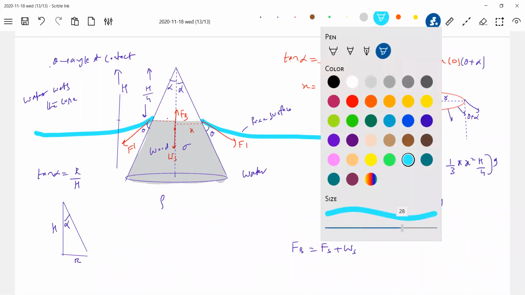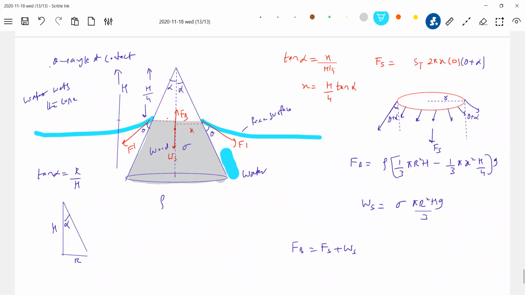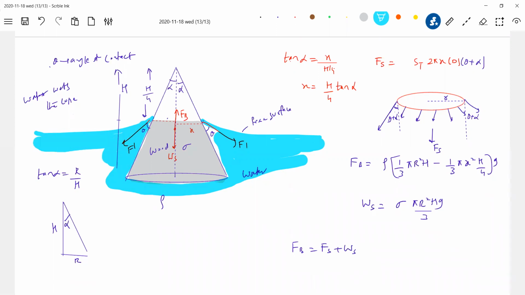So now shall I suggest you something? With different shaped objects, some will be immersed, some will be floating. So you have to be very careful. Sometimes we take the vector. When should we take the effective length, and when should we not take it?